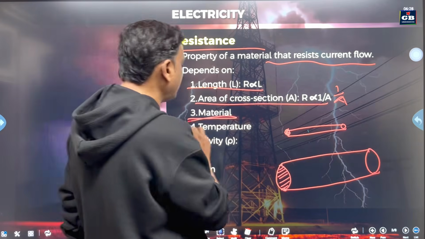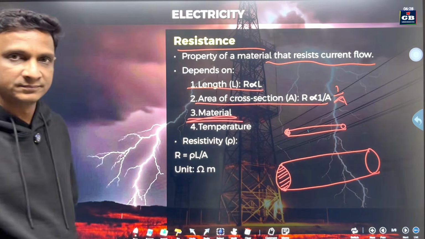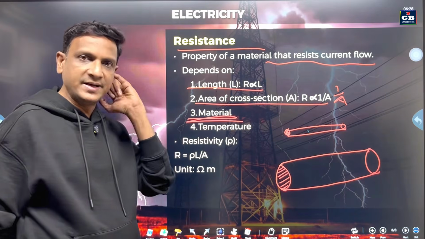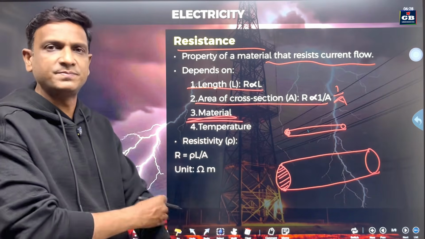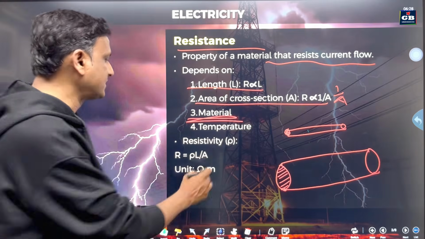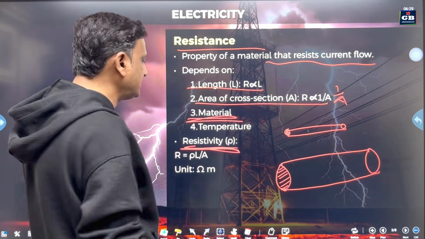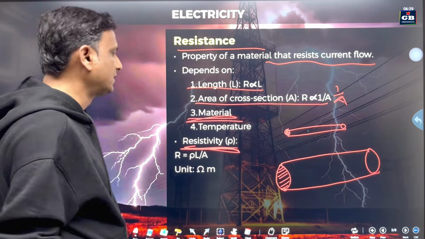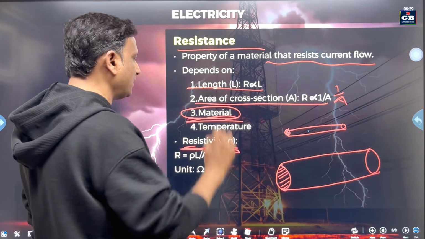And the third one is material. Okay? Resistance depends upon the material. Depending upon the material, each material will have its own specific resistance. That is called resistivity. Resistivity is based on the material of that conductor. Okay? It is specific to that particular material.